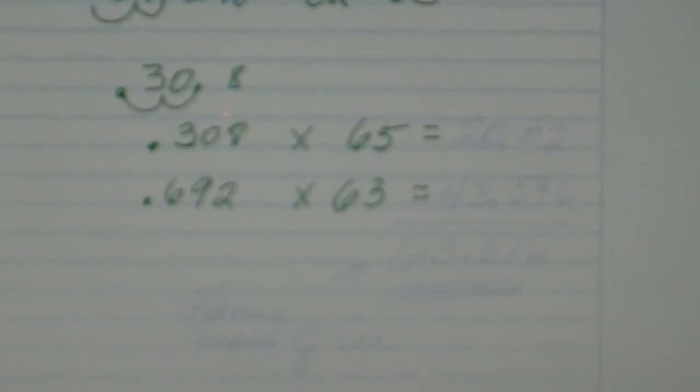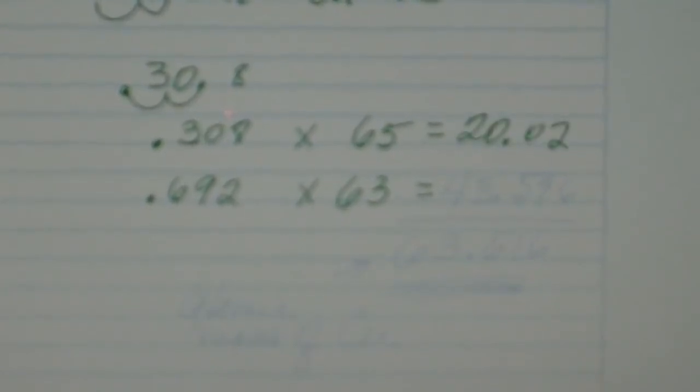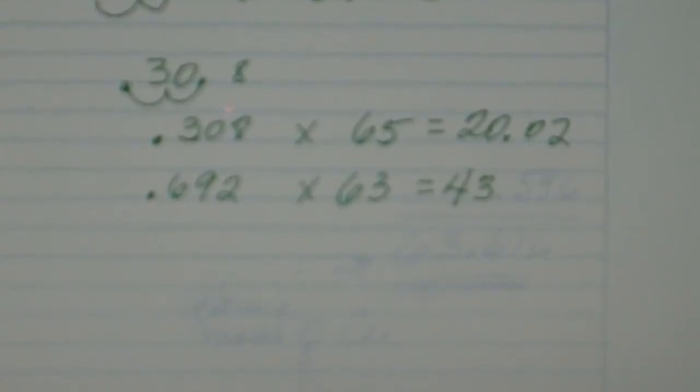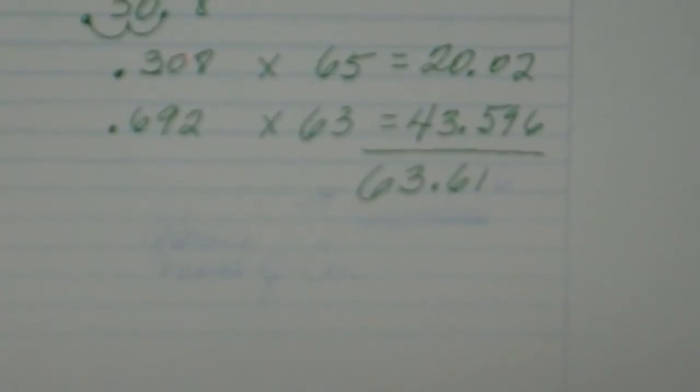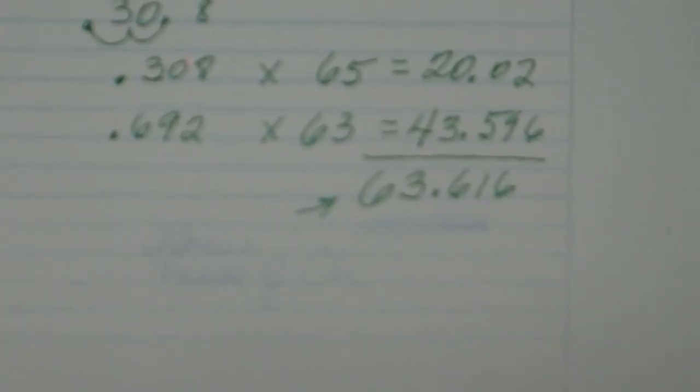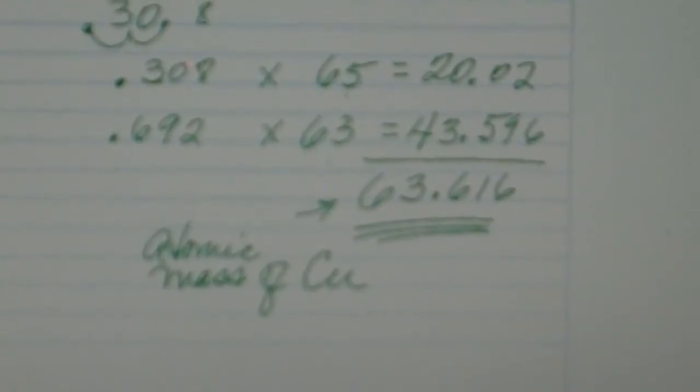We're going to calculate that out. You end up having 65 times 0.308 gives us 20.02. And then 0.692 times 63 gives us 43.596. And then you add the 2 numbers. You end up with 63.616. This is now the atomic mass of copper. We went from mass numbers of 65 and 63 to an atomic mass value very similar to what you have on the periodic table.